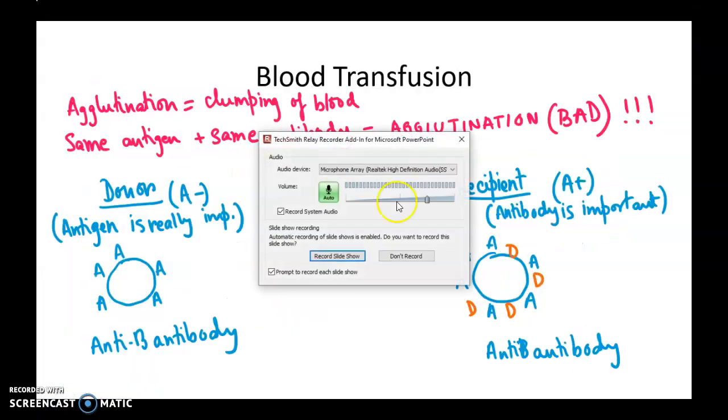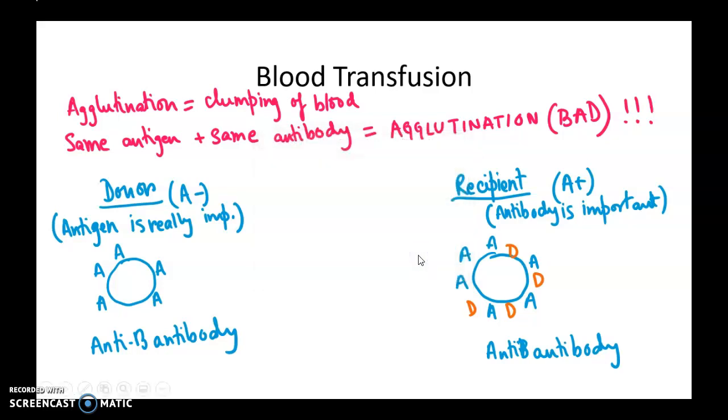All right, looking at blood transfusion, I did mention in my previous lecture that when talking about transfusion, the donor's antigen is important and the recipient's antibody is important. So here we have an A negative person donating to an A positive person. Being A negative, this person's RBC has A antigen on the surface and anti-B antibody in the plasma. The recipient, being A positive, has both A and D antigens on the surface of RBC and anti-B antibody in the plasma. So how will the transfusion be? Will it be a successful one?